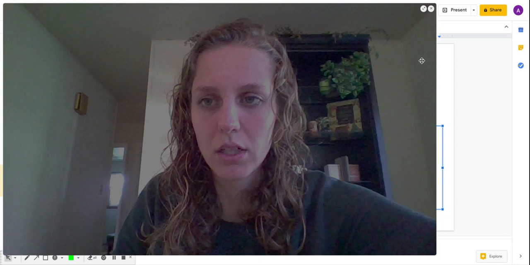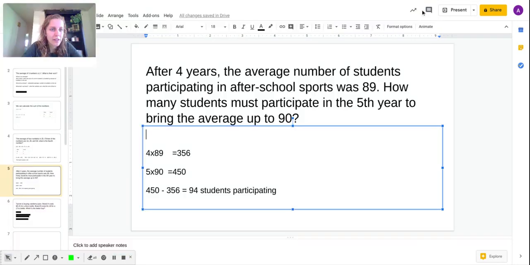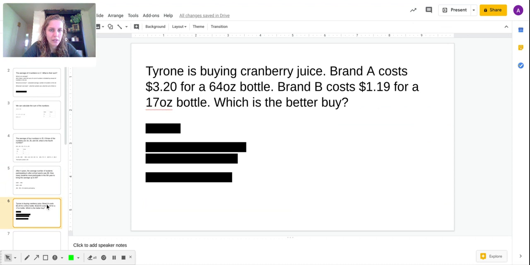So try these problems. Oh, dang it, we have one more. Okay, Tyrone is buying cranberry juice. Brand A costs $3.20 for a 64-ounce bottle. Brand B costs $1.19 for a 17-ounce bottle. Which is the better buy?